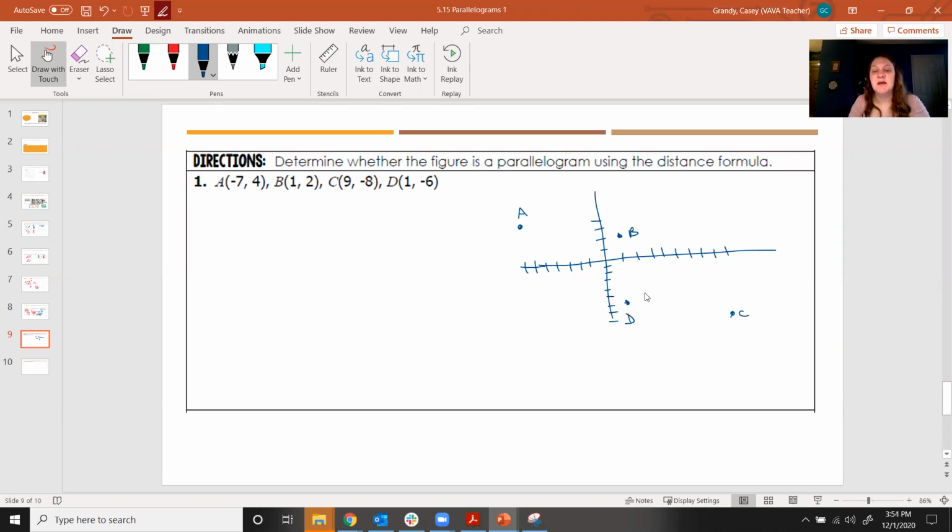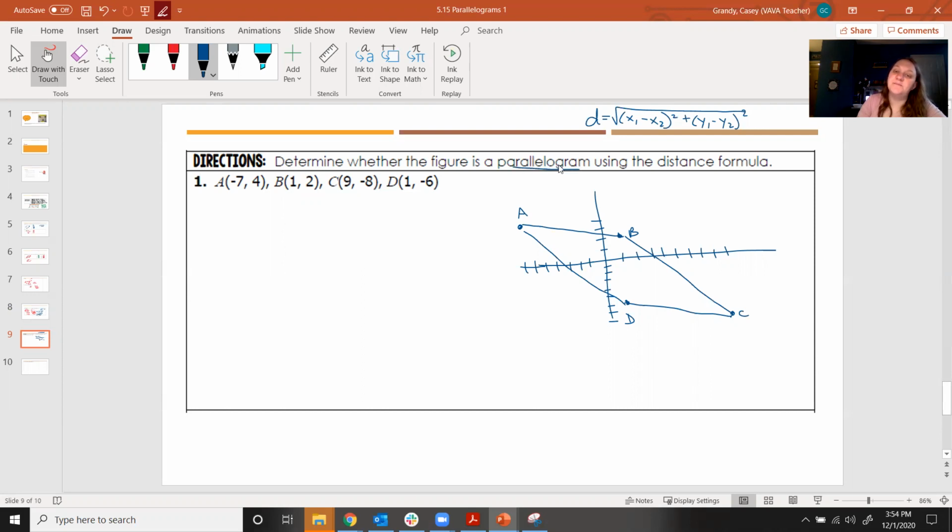Sometimes sketching it can reveal things about that shape that you would not have recognized if you hadn't sketched it. This doesn't really reveal a whole lot to me, but sometimes maybe you'll see a horizontal side or a vertical side or something like that that could make it just a little bit easier. I don't have any vertical or horizontal sides in this one, so we're going to use the distance formula. Remember the distance formula, which we have memorized at this point. Here it is.